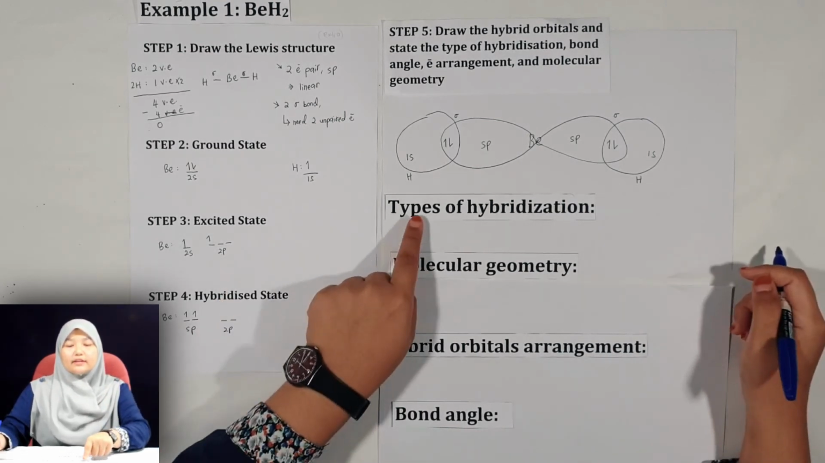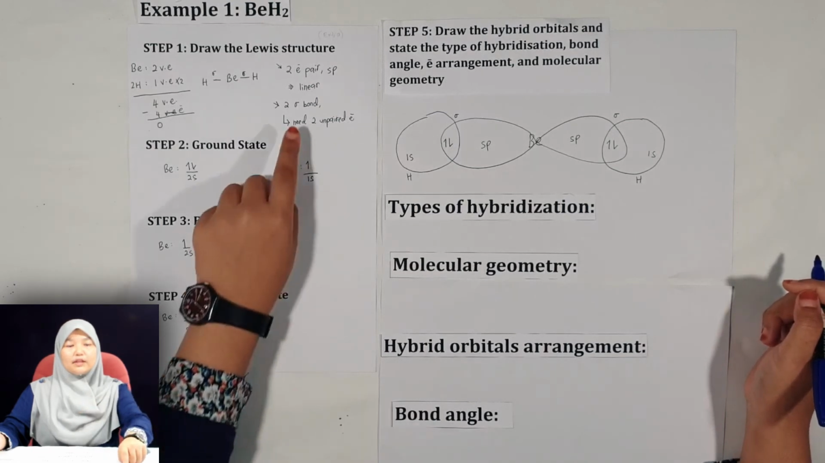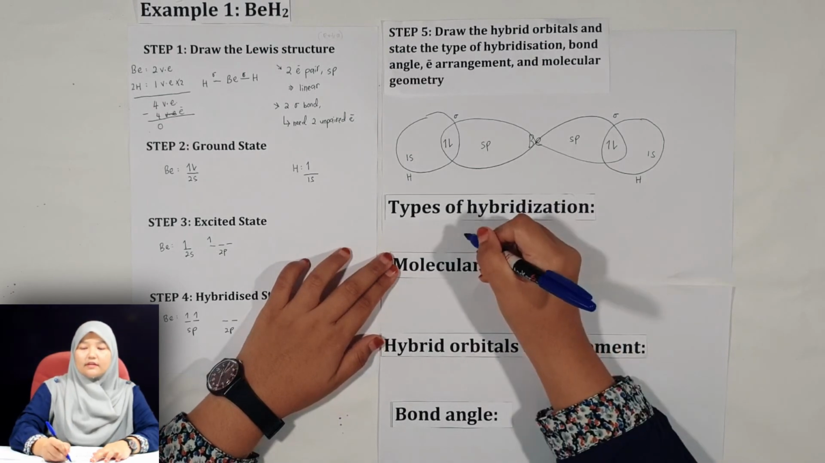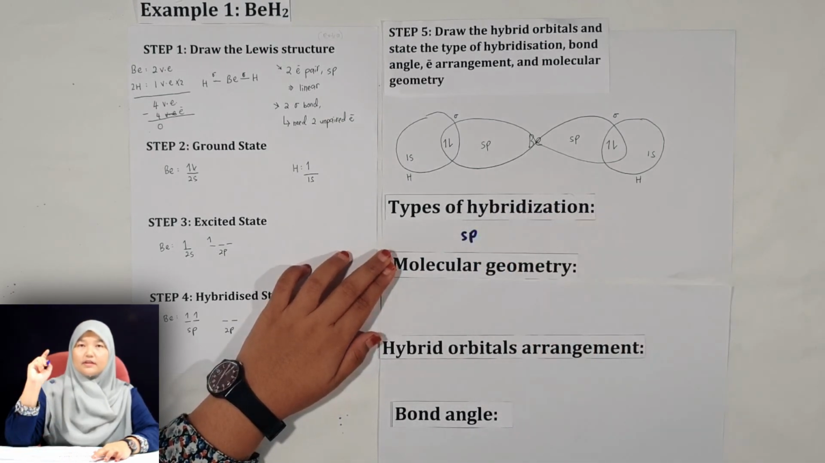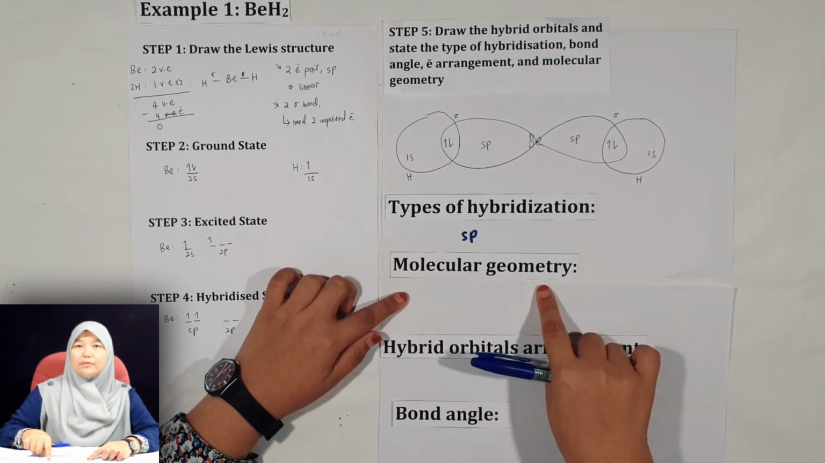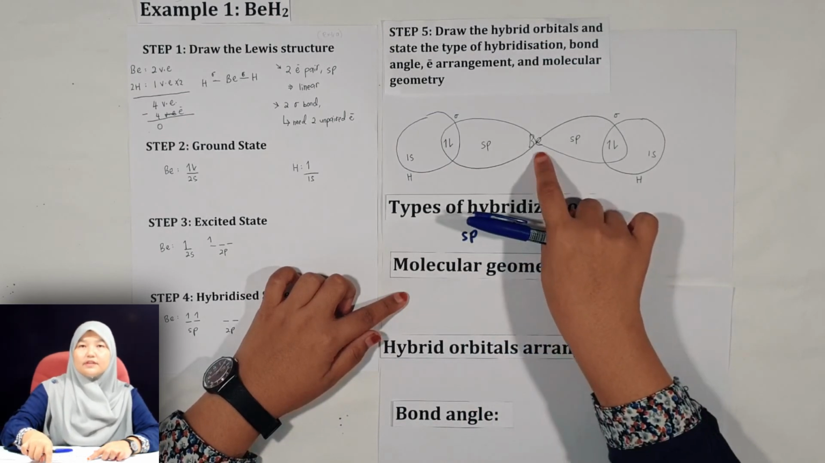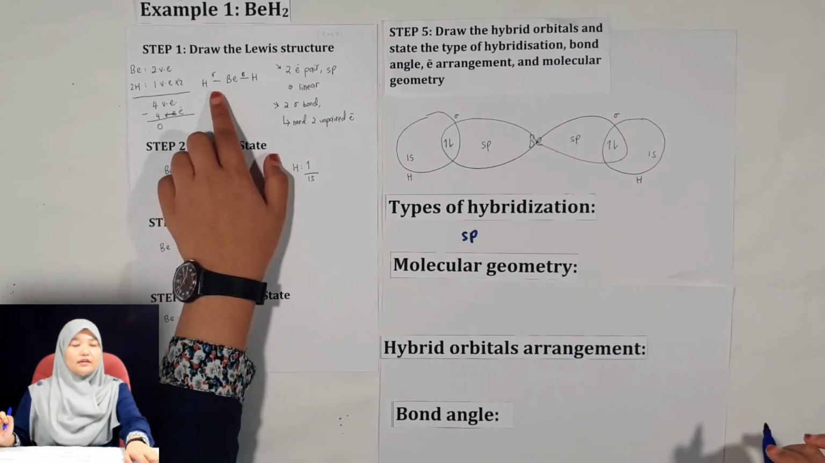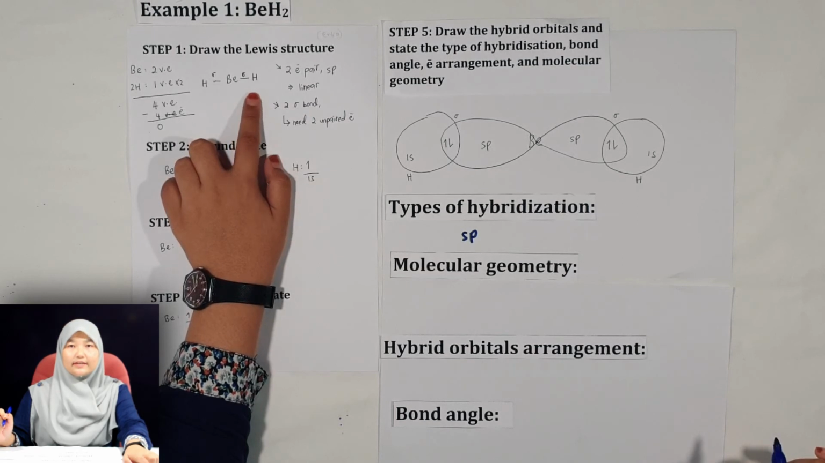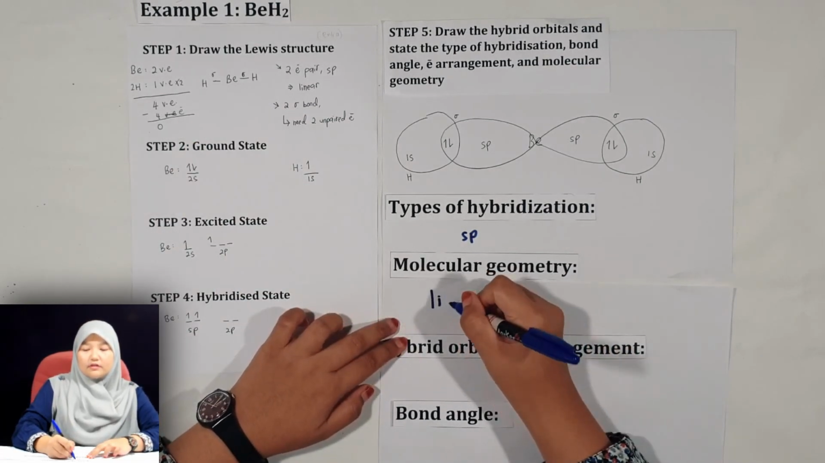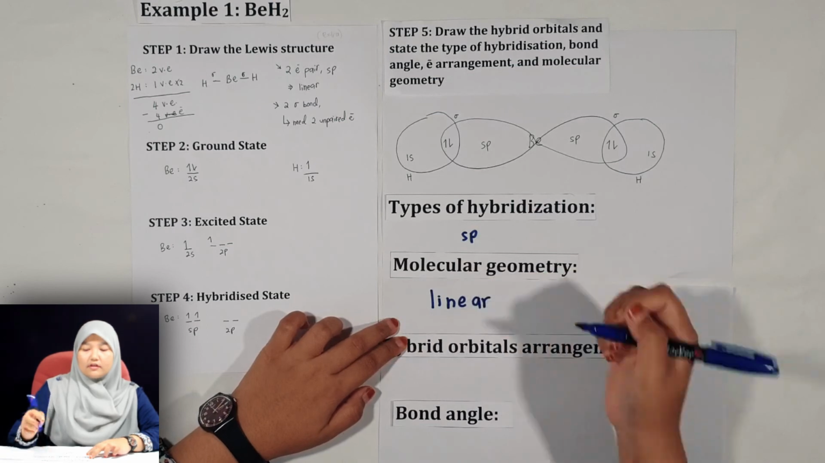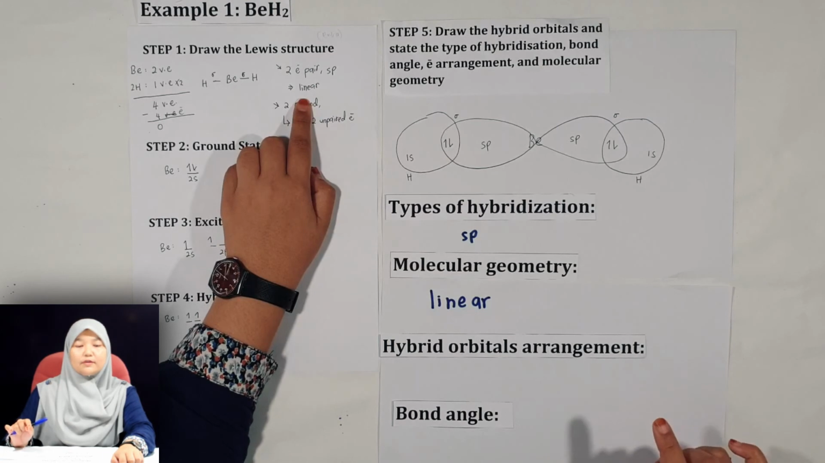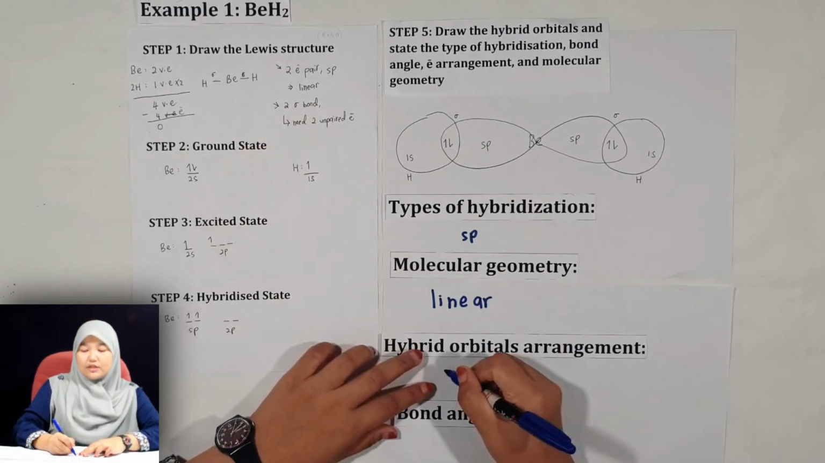So yang pertama adalah type of hybridization. So kita tengok balik SP. Ni pun dah label SP. So types of hybridization is, okay, SP. Okay, next, molecular geometry. So molecular geometry for this molecule, okay, kalau kita tengok dia punya new structure pun boleh nampak. Okay, dia punya molecular geometry adalah linear. Okay, so linear. Okay, hybrid orbitals arrangement. Okay, so SP dia punya shape adalah linear juga. So ini pun linear.